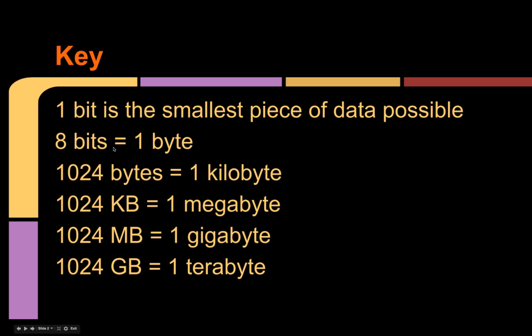Now, early computers ran on what's called an 8-bit system. That means that they had 8 parallel switches at any one point, and that became 1 byte. So 8 bits equals 1 byte. 1024 bytes equals 1 kilobyte, and so on and so on and so on.